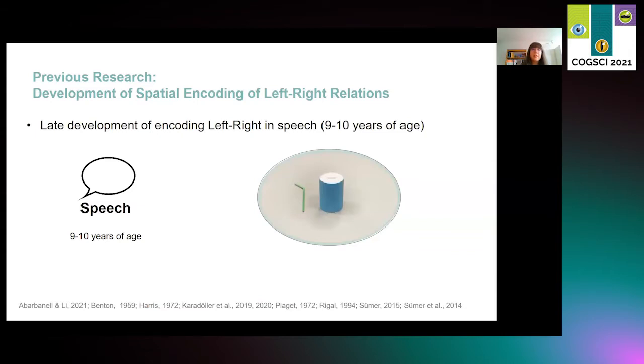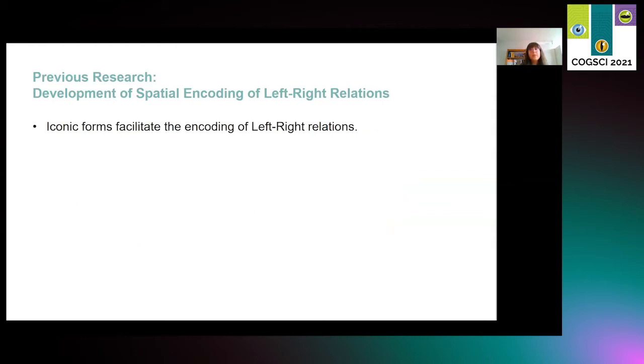In this study, our empirical focus is the spatial encoding and memory of left-right relations between objects. Linguistic encoding of left-right is a late aspect of language development of speaking children. That is, they do not encode left-right until 9 or 10 years of age. Previous research shows that iconic forms of communication facilitate the linguistic development of spatial expressions of left-right relations.